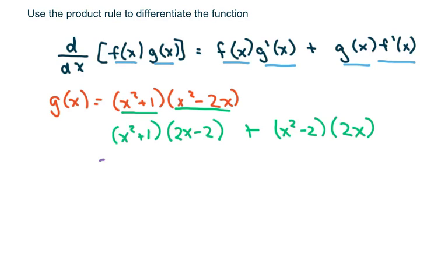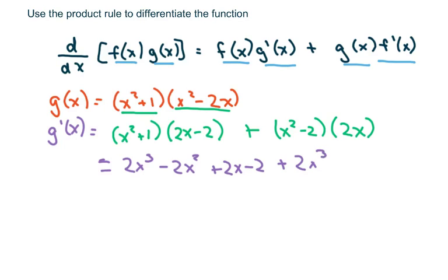This is the derivative of g in this one. So when you FOIL this out and clean it up, you're going to get 2x cubed minus 2x squared plus 2x minus 2 plus 2x cubed minus 4x squared. And that equals 4x cubed minus 6x squared plus 2x minus 2. So pretty simple. And we're going to do 6 problems total.